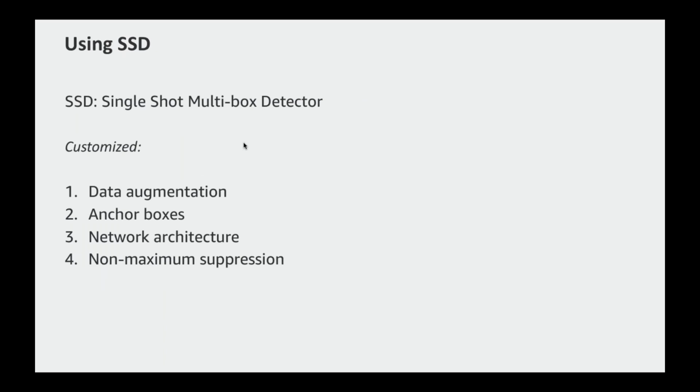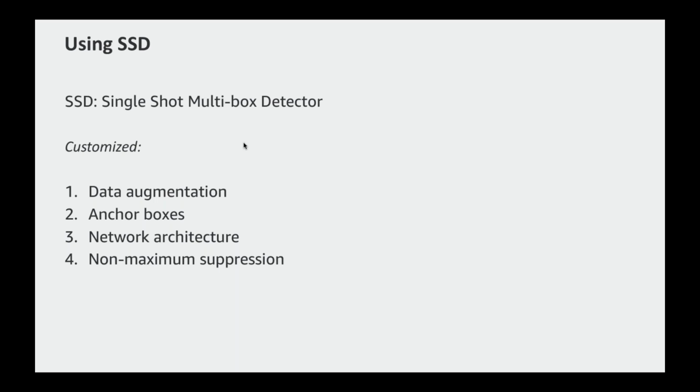For the single shot multi-box detector, we took the base implementation available in Gluon CV. Gluon CV is a computer vision toolkit available for MXNet. It comes with several pre-trained and non-pre-trained algorithms for object detection, image segmentation, and instance segmentation. In our case, we took the SSD implementation for object detection, and we customized a few steps.